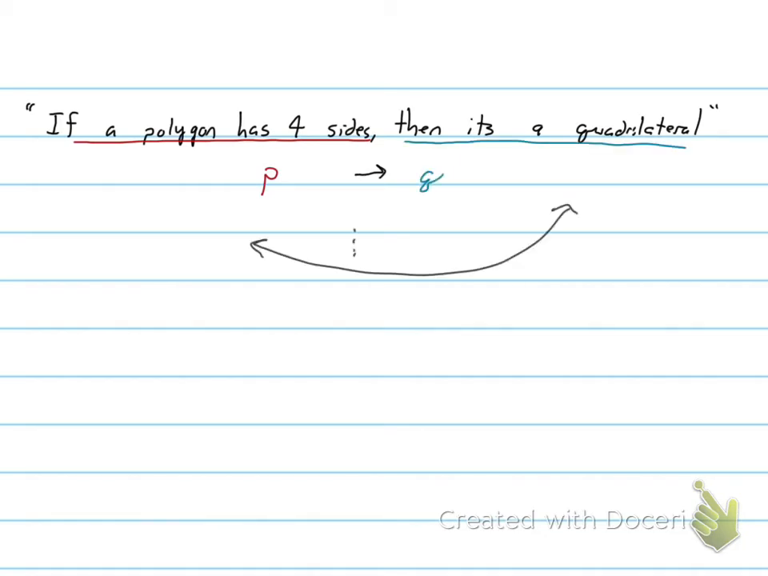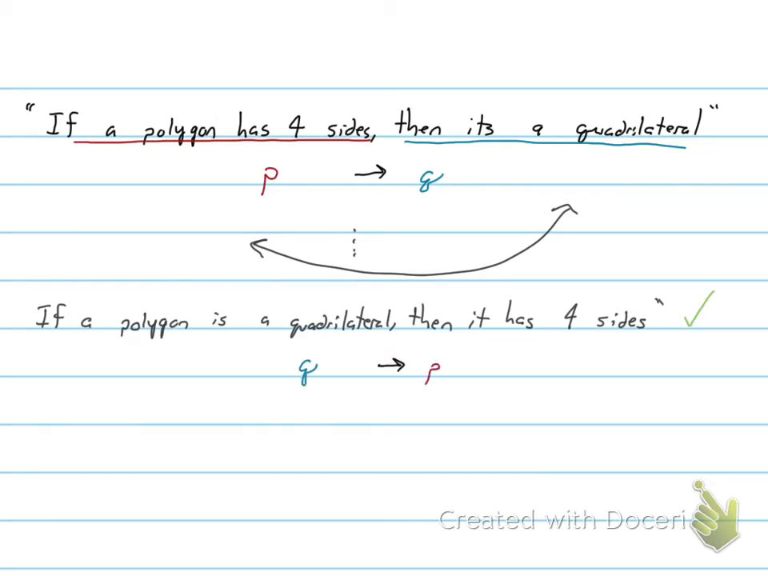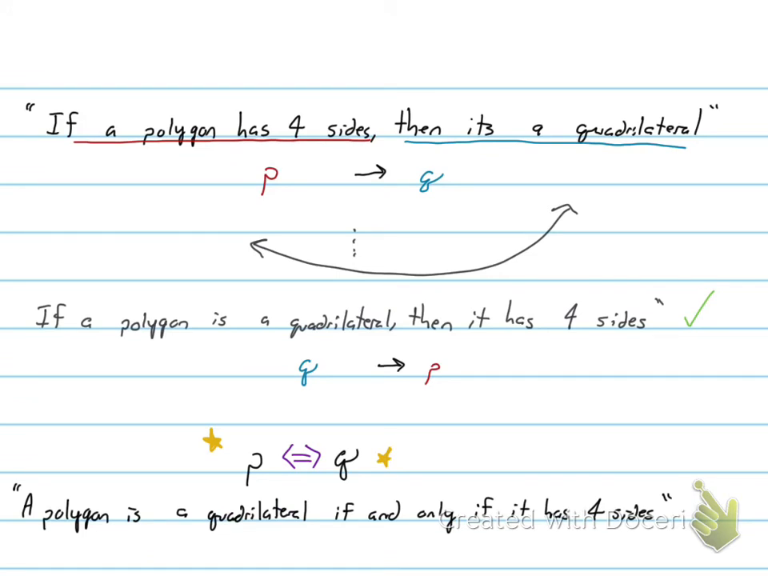Let's see what happens if we reverse that statement. If a polygon is a quadrilateral, then it has 4 sides. The reverse is also true. If you could say that same statement going forward and going in the reverse, I could more accurately say it as a biconditional. So I would say a polygon is a quadrilateral if and only if it has 4 sides. That's a true statement.